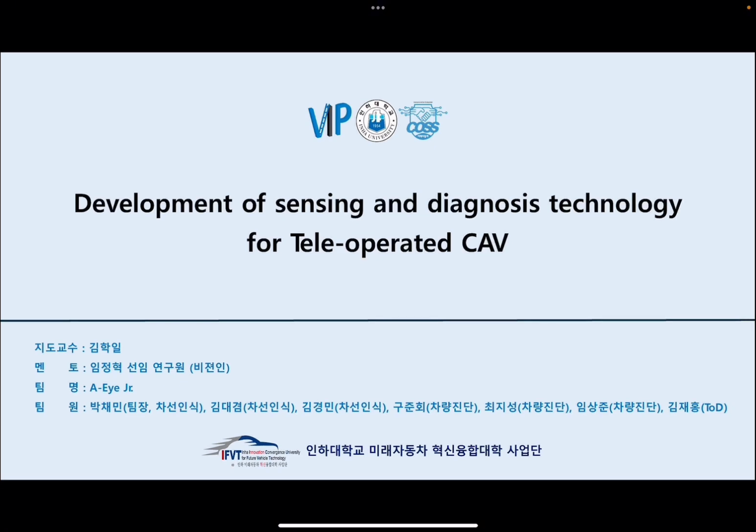The first is a diagnostic technology, including an LLM-based system for determining autonomous driving feasibility and MTOD. The second is a sensing technology, specifically the lane keeping assist system. We will introduce each technology in turn.